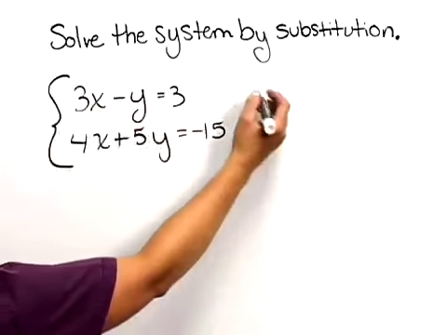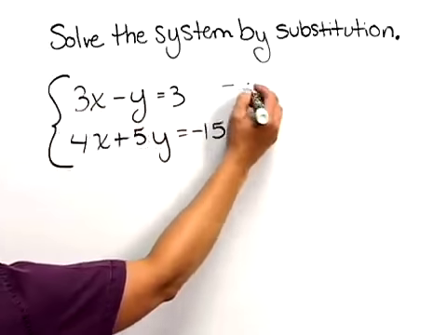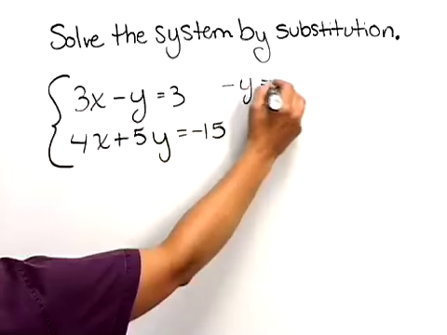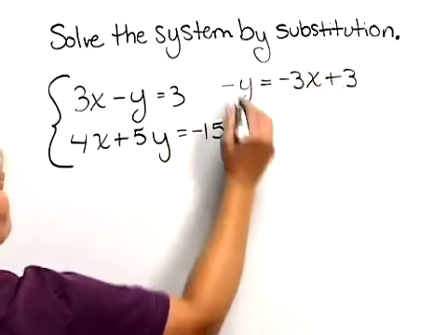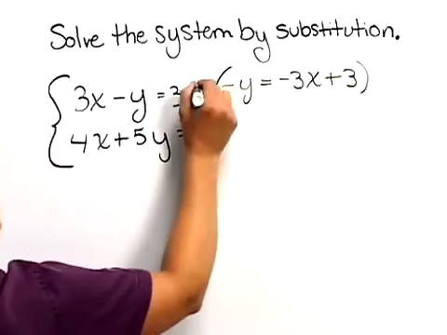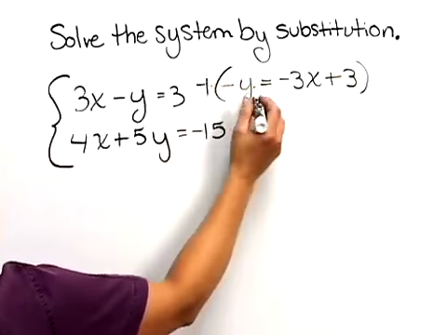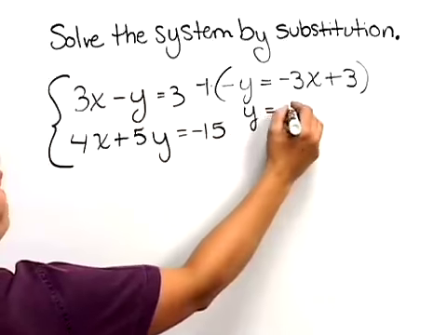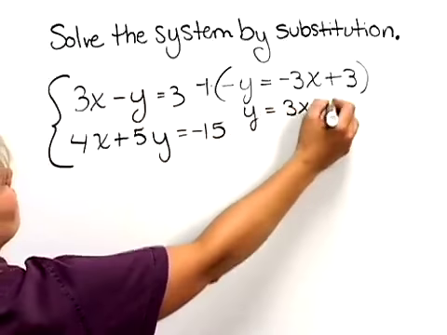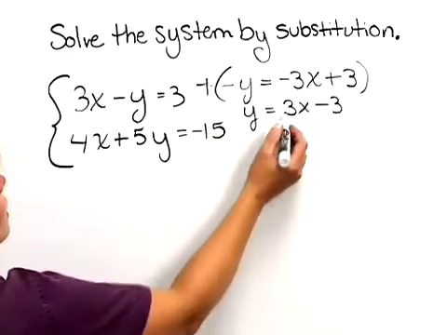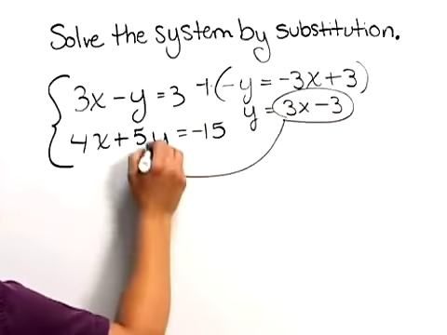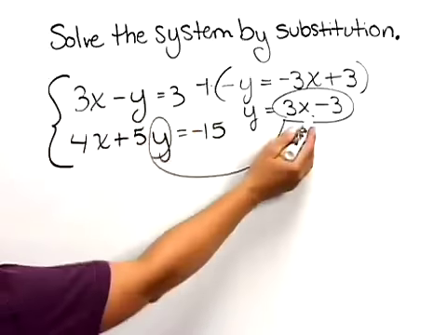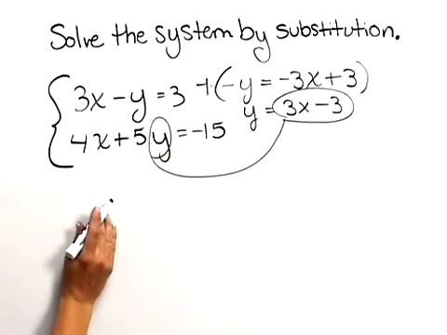Let's first subtract 3x from both sides. That gives me negative y equals negative 3x plus 3. If we now multiply everything by -1, that will make this a positive y equals positive 3x minus 3. Since y equals this value, we're going to take and substitute this for the y in the other equation.